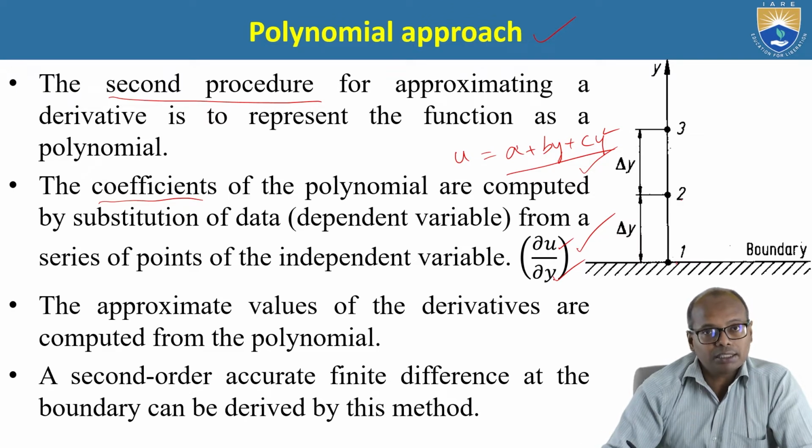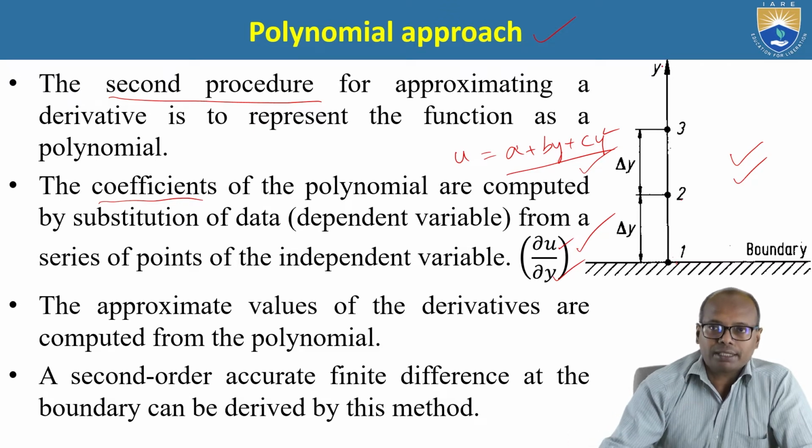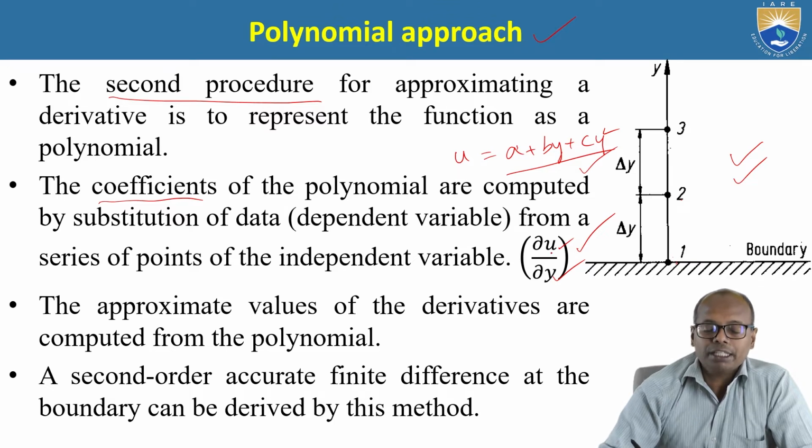Whatever the independent variable is, if x is the independent variable, then we will get ∂u/∂x. If y is the independent variable, then you will get ∂u/∂y. Now here in this example that we are considering, it is along the y axis. So the grid is along the y axis, and we are finding ∂u/∂y in this particular example.